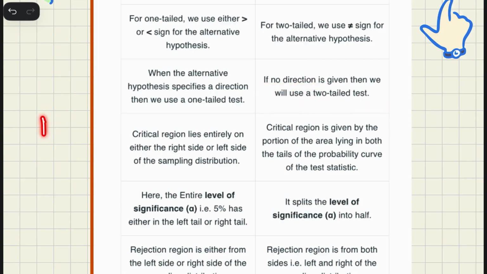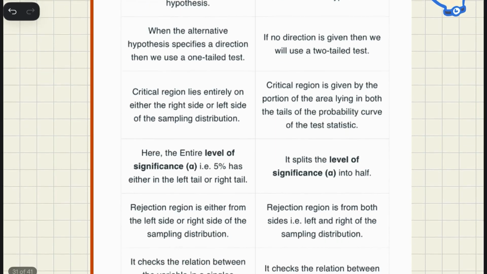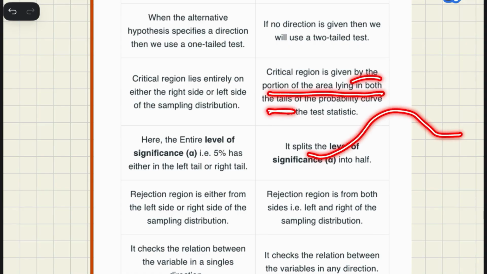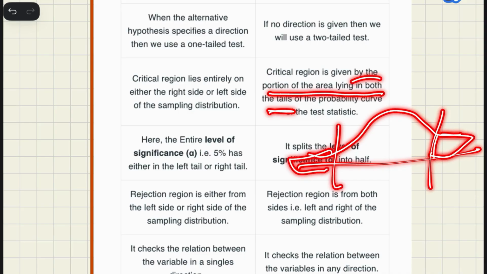So if there is no keyword like increased or decreased, that means we are using two-tailed because the direction is not specified. And for the critical region, in a one-tailed test it lies entirely on the right side or the left side, whereas in a two-tailed test the critical region is given by the portion of area lying in both tails. So whenever we see a graph for this, the critical region would be around both the tails.